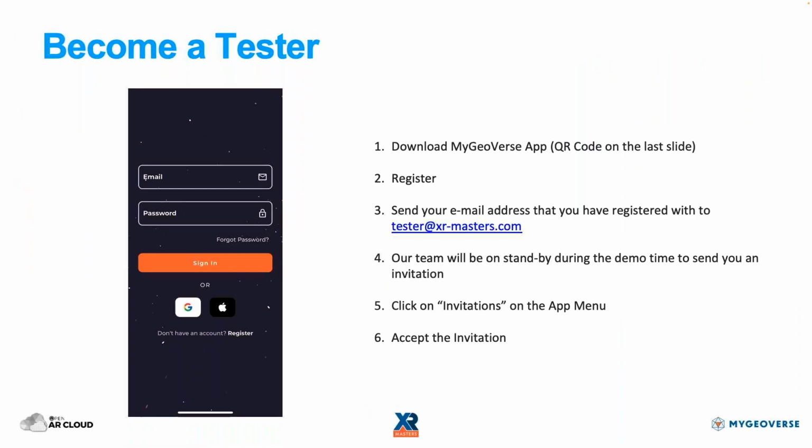If you would like to try this demo yourself, please become a tester. You just need to download our app and then send an email to tester@xrmasters.com so that we'll send you an invite and you become a tester right away. The team is waiting for you, and then you just need to go to your invitations to accept that, and then you'll become a tester. Next slide, please.